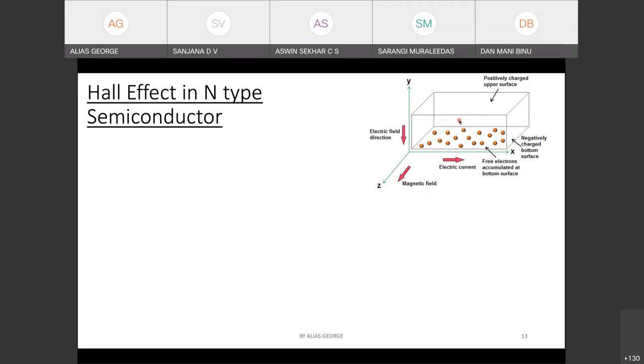So positive particles' velocity will be opposite, so positive particles also will be moving down. Is that clear? In a semiconductor there wouldn't be any positive charge particles, right? Positive particle is not there, but positive charge is there. But that positive charge can come down.